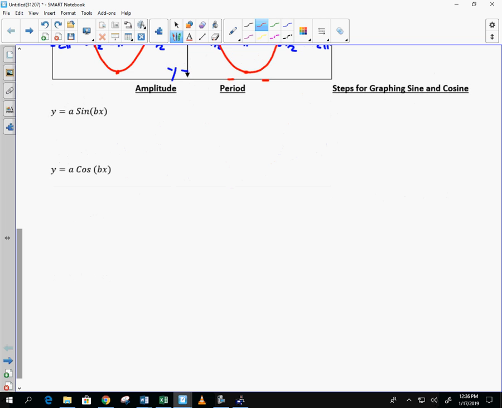So, what happens if we put some extra numbers in with sine and cosine? Well, that's going to change the amplitude, how high it goes up or down. Okay? So if I raise my voice, the amplitude goes up. If I lower my voice, the amplitude is down. How do we determine the amplitude? It's the absolute value of the number in front.